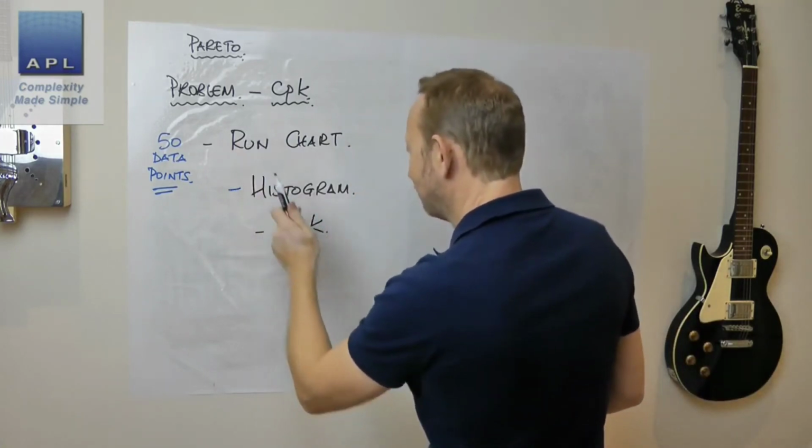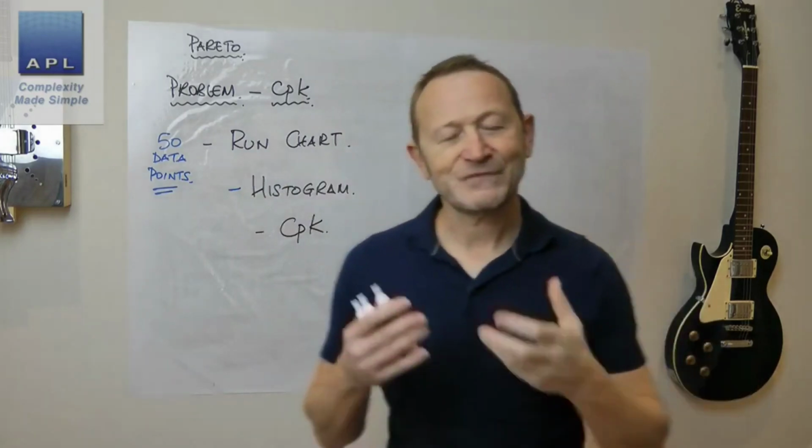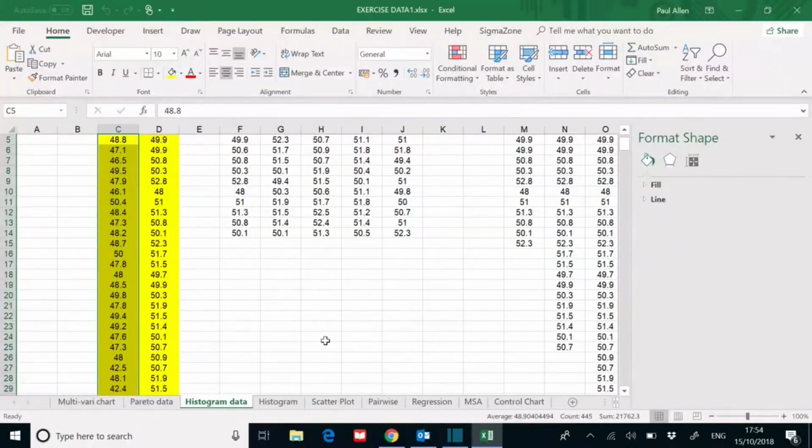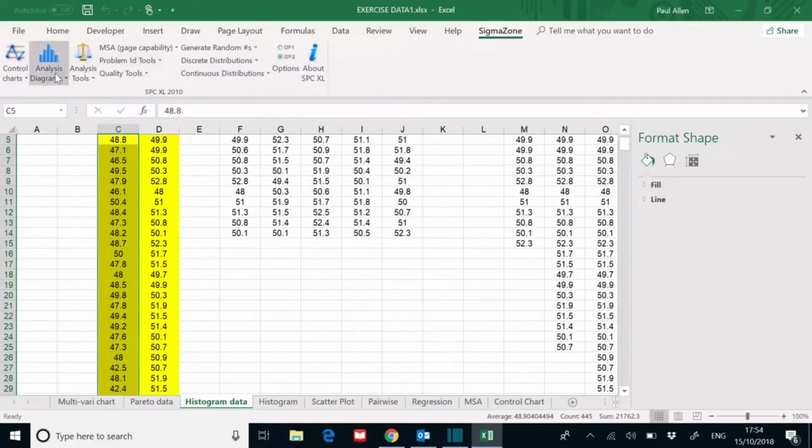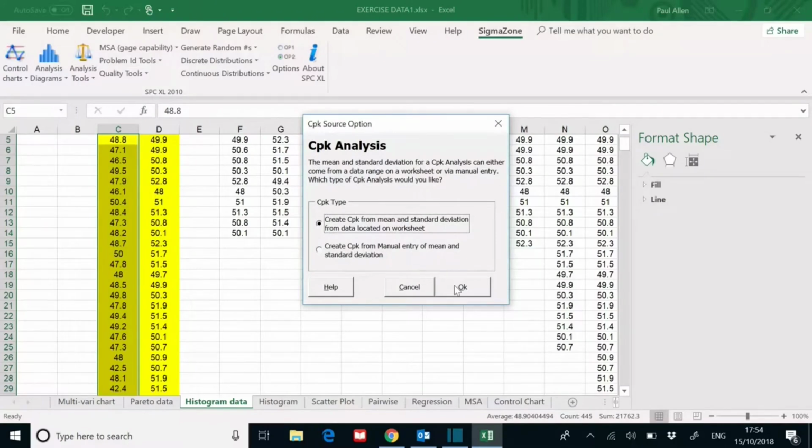So we've gone run chart, histogram, CPK. Now what's this going to do? Well, this predicts the true defect rate. It predicts the defect rate. It's not an observed defect rate.